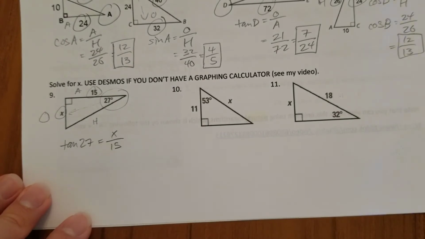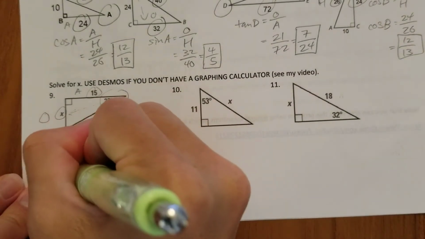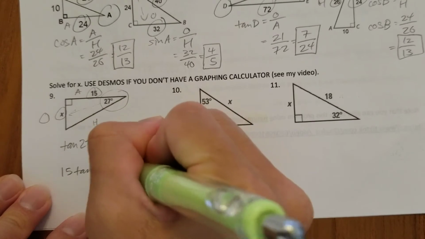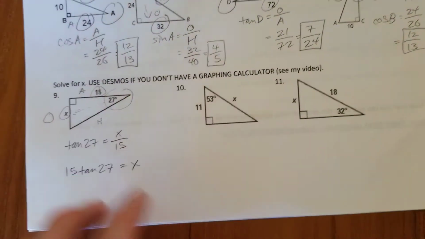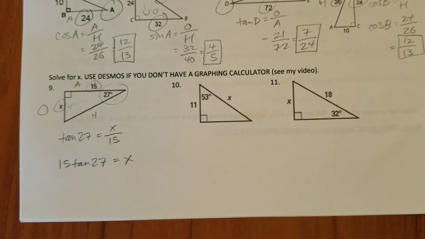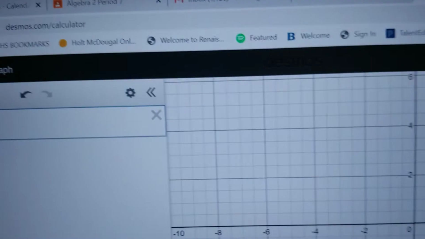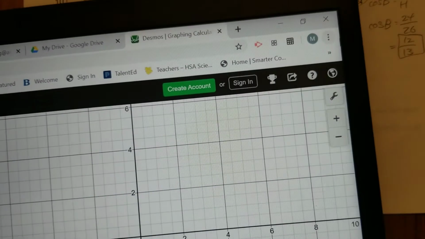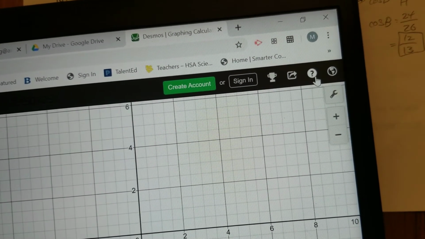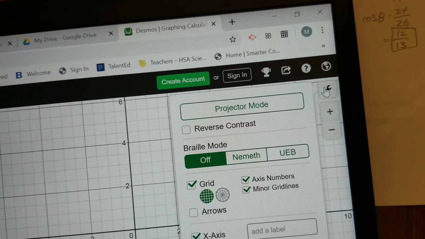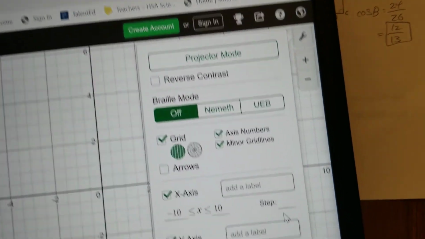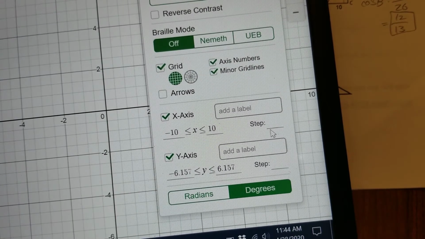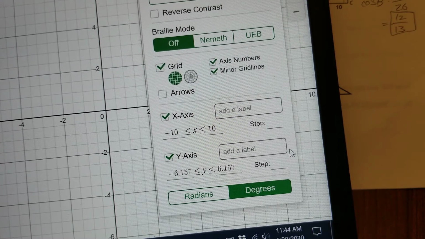If we want to solve for x here, I can multiply both sides by 15. So 15 tangent 27 equals x. Because you don't have a graphing calculator, when you go into Desmos, make sure that the option degrees is labeled. If degrees is not labeled, you're not going to get the right answer.